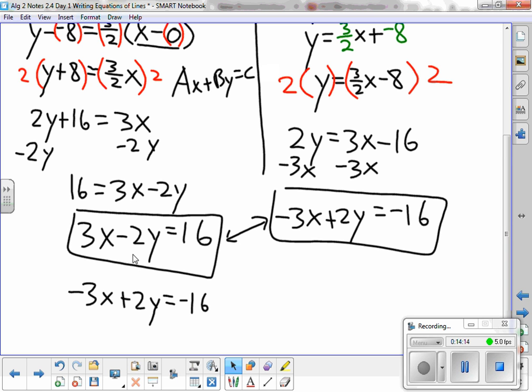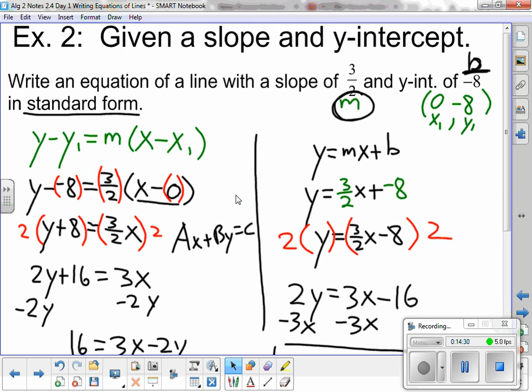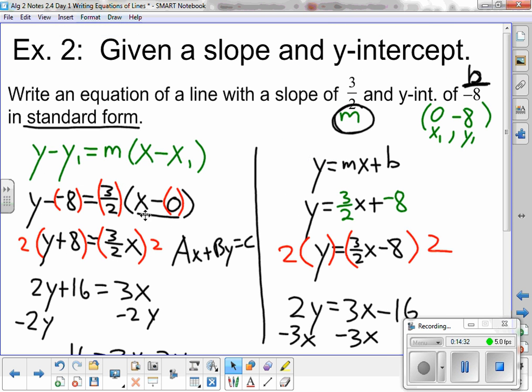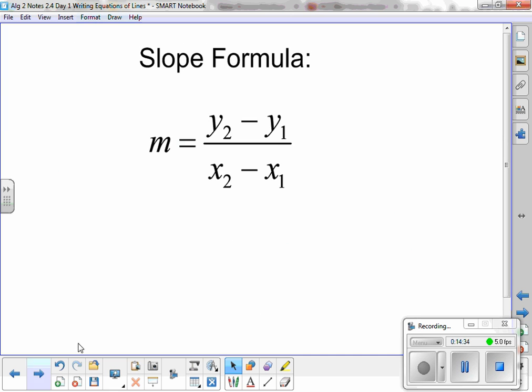I've seen some books say that this is standard form, but I've seen this be accepted also, so I'll accept either way. Just know that they are the same and know how to go back and forth depending on what the test is asking for. Okay, so you've got two choices here. You don't have to do both of these. You can pick one and do it. All right, so moving on.